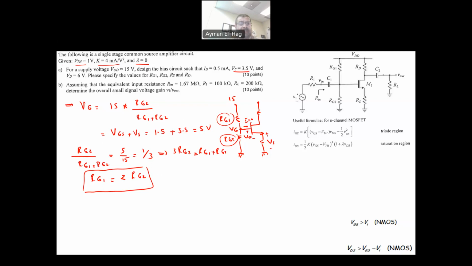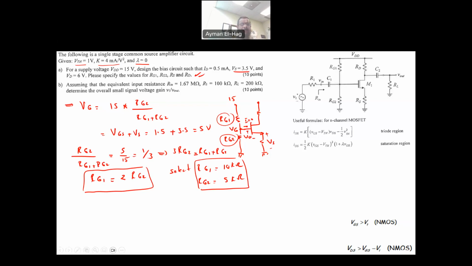At this point, we have no other information to find a specific value for RG1 and RG2. So you can select RG1 to be, let's say, any value, 10 kilo ohm, then your RG2 will equal 5 kilo ohm, because there is no other criterion imposed on this. With this, we are done with the first part.